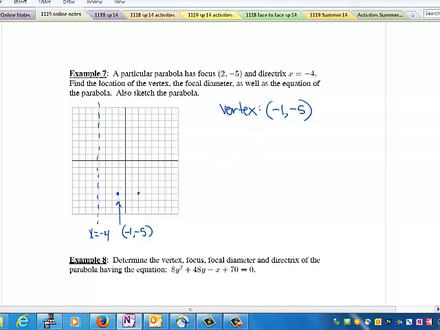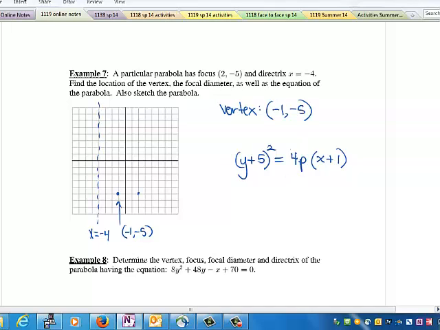Because this is opening to the right, we know y is going to be squared. So because we're also shifting down, I want to put y plus 5 squared instead of just y squared. We need to figure out what 4p is, but let's put y plus 5 squared equals 4p times, normally it would just be x, but here we'll have x plus 1 because of the shift to the left.